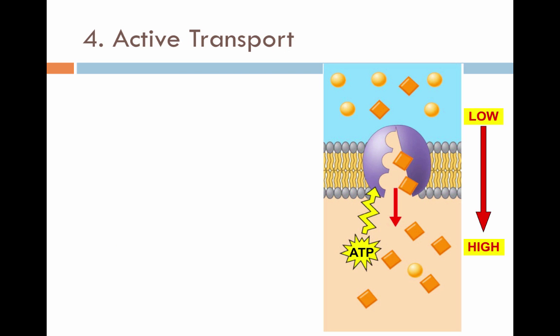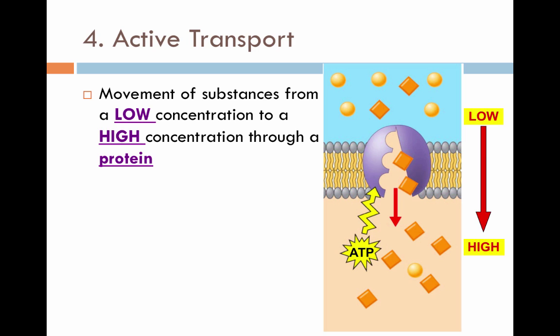The final way molecules move through the plasma membrane is called active transport. Active transport is the exact opposite of diffusion. Did you hear me? The exact opposite of diffusion. It's the movement of substances from a low concentration to a high concentration using a protein. We just learned in diffusion that it went from high to low without a protein. Active transport, since it's the opposite of diffusion, goes low to high with a protein.